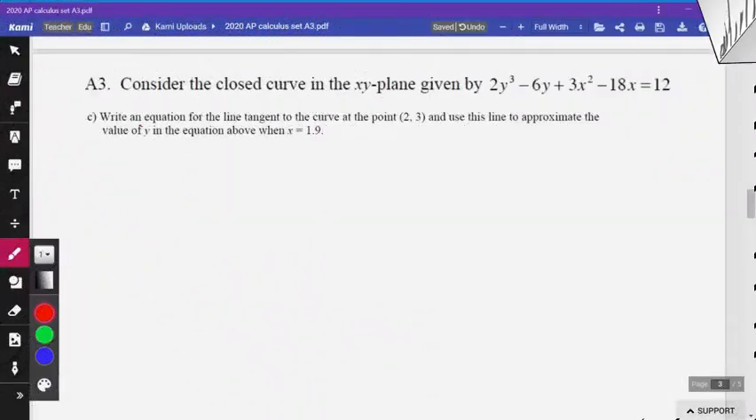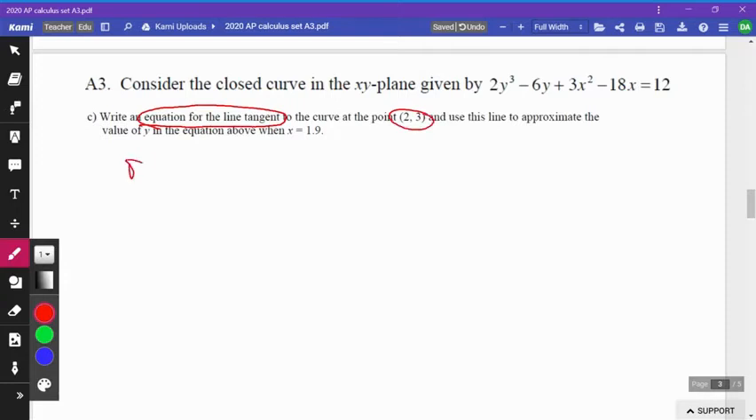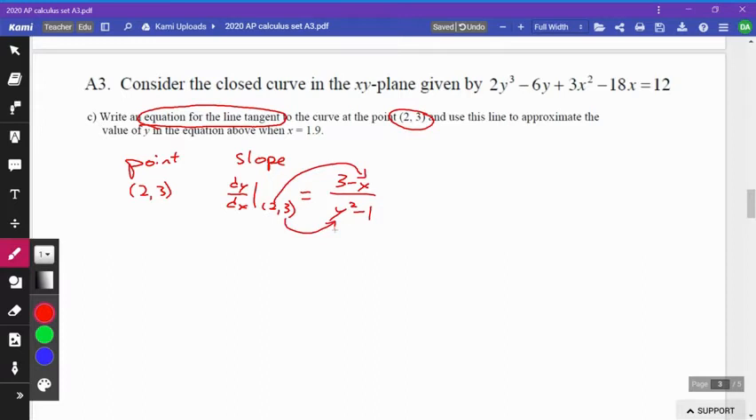For letter C, we want the equation of a tangent line at the point (2, 3). So remember the two things we need. I need a point, which is (2, 3), and I need a slope, which is the derivative evaluated at (2, 3). I was already given the derivative, which was (3 minus x) over (y squared minus 1). So plug in 2 for x, 3 for y, and you should get the slope of 1/8.